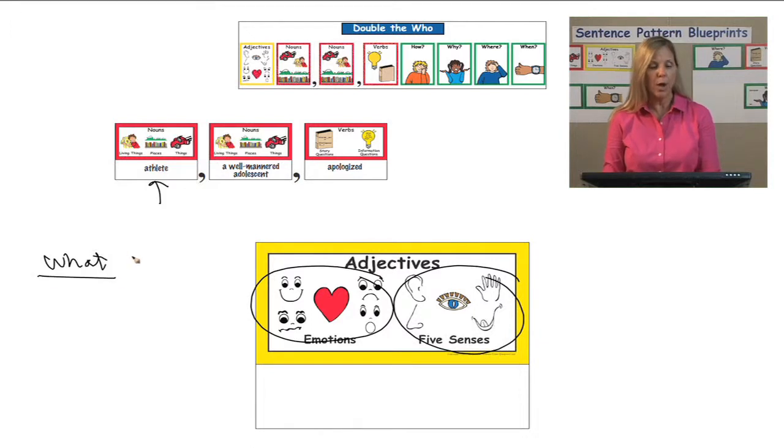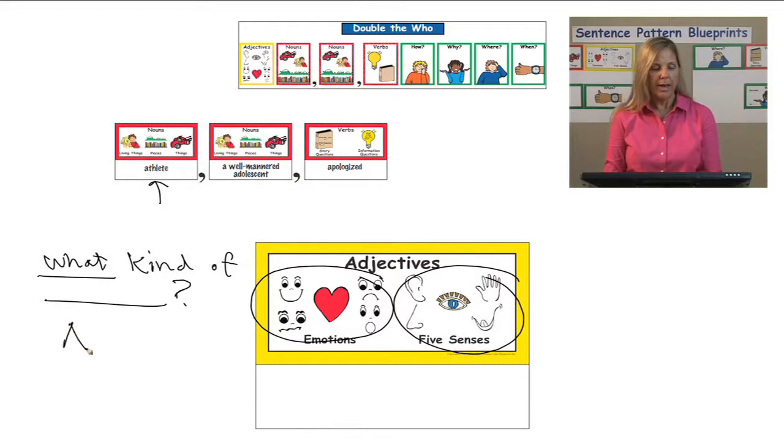We ask, what kind of? That's our adjective question. And we use the word APE to generate the best adjective for this sentence. What do I mean about the best adjective? An adjective that really will describe the subject for this sentence.